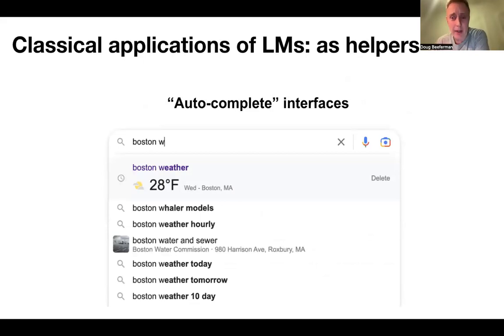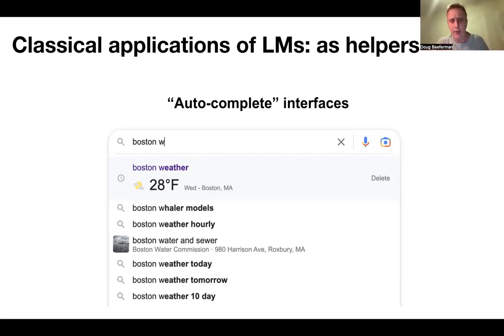So now let's talk about applications of language models. For the first 20 to 30 years of language models, they were typically used as helpers, meaning the probability distribution was paired with some other task. The actual system could be seen as decomposed into a language model and then something else that it was helping out.